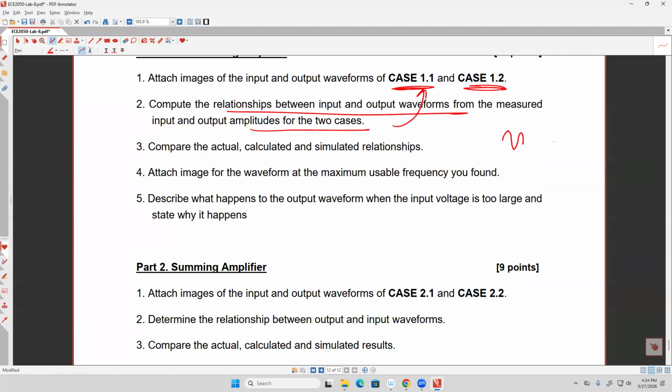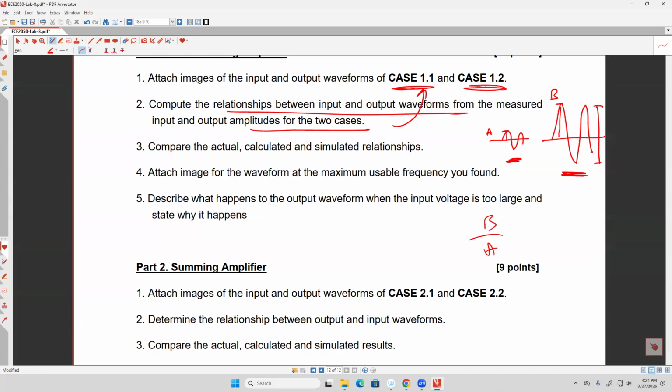If you have a signal like this, and I have another signal like this one, and I tell you this is the input and this is the output, can you calculate the gain? Yeah, for sure. I'm going to see what the voltage here is, A. What the voltage here is, B. You can take only the peak. So the gain should be B divided by A.